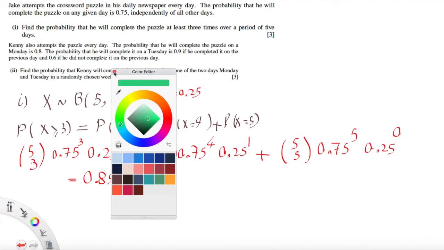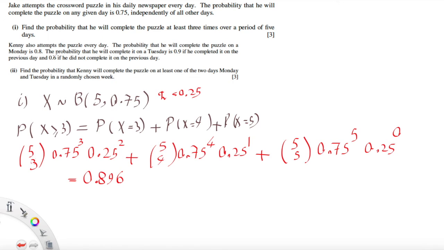Now for the second part, it says Kenny also attempts the puzzle every day. The probability that he will complete the puzzle on a Monday is 0.8. The probability that he will complete it on a Tuesday is 0.9 if he completed it on the previous day, and 0.6 if he didn't complete it on the previous day. Find the probability that Kenny will complete the puzzle on at least one of the 2 days, Monday and Tuesday, in a randomly chosen week.